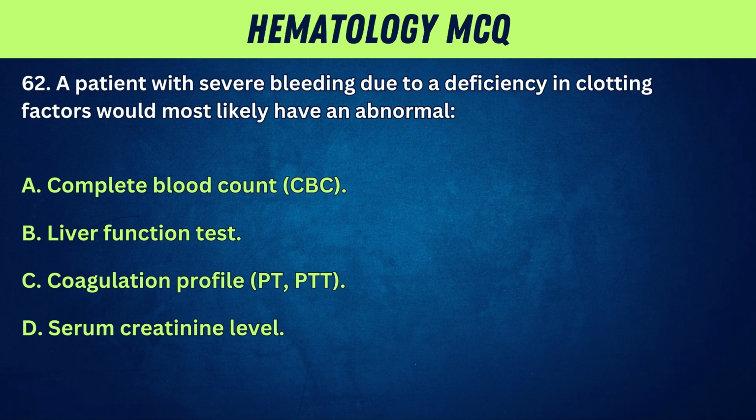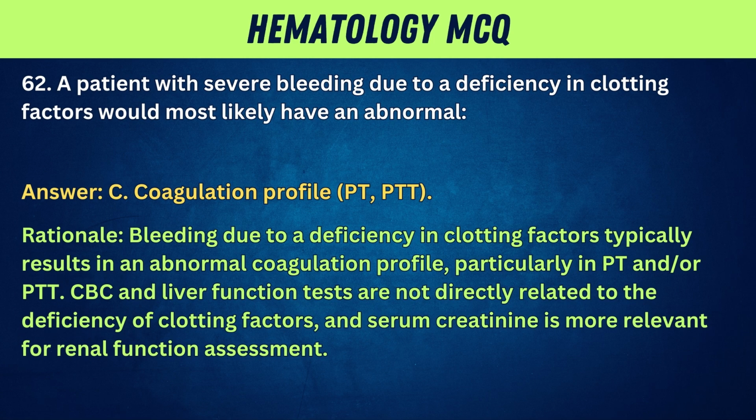62. A patient with severe bleeding due to a deficiency in clotting factors would most likely have an abnormal A. Complete blood count, CBC. B. Liver function test. C. Coagulation profile, PT, PTT. D. Serum creatinine level. Answer: C. Coagulation profile, PT, PTT. Rationale: bleeding due to a deficiency in clotting factors typically results in an abnormal coagulation profile, particularly in PT and/or PTT. CBC and liver function tests are not directly related to the deficiency of clotting factors, and serum creatinine is more relevant for renal function assessment.